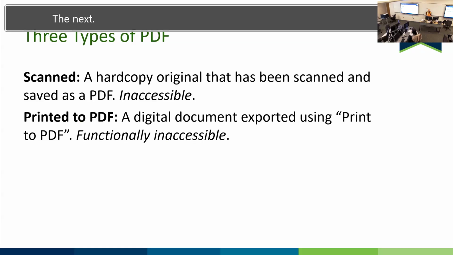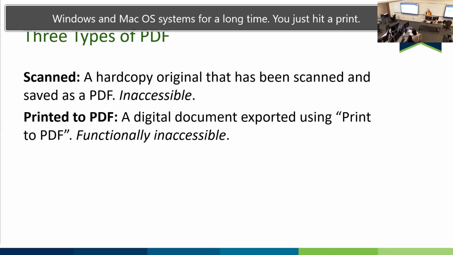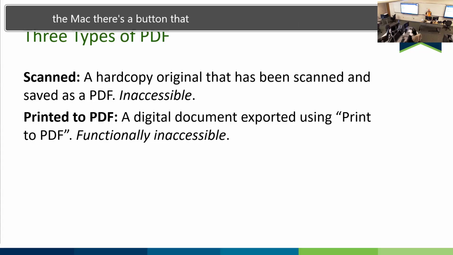The next step is a document that has been printed to PDF. This is a very common thing, and I think most PDFs a lot of times are made this way because this is a function that's been built into both Windows and Mac OS systems for a long time. You just hit print, there's a little button, you can either select a PDF printer, or on the Mac there's a button that says save as PDF, and boom, you've got a PDF.